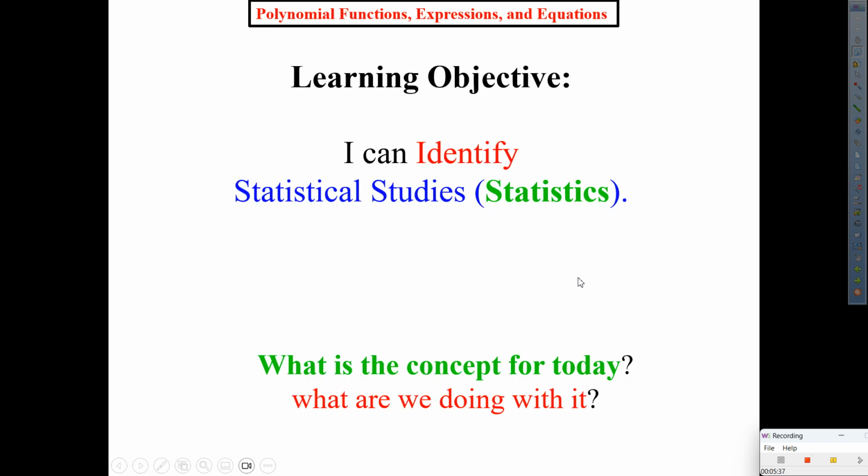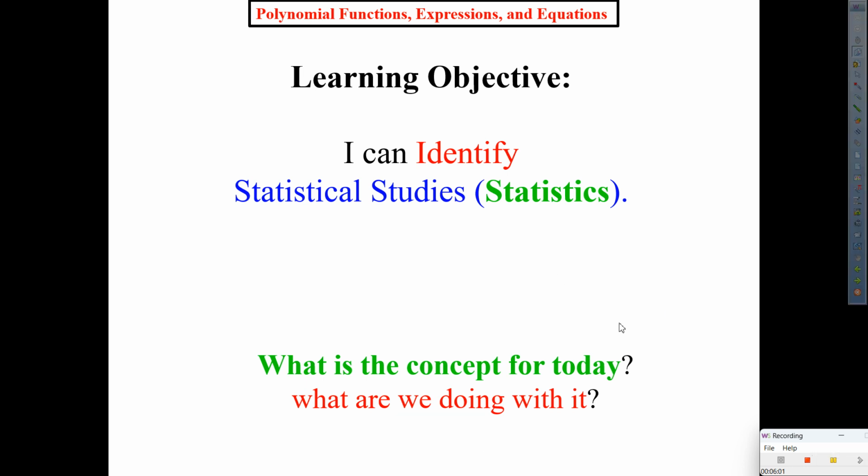All right, get a Cornell note ready, please. Our objective for today: I can identify statistical studies. In parentheses, I just wrote, we're still in statistics. I can identify statistical studies. I'll wait for you. All right, y'all ready? Yes, Mr. Q. All right, here we go.